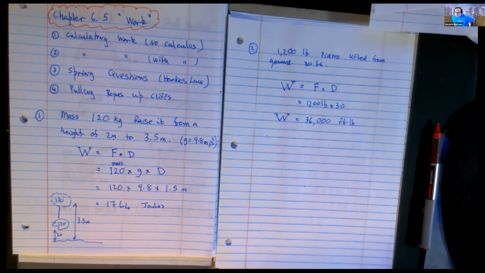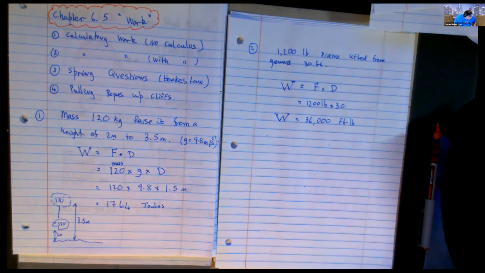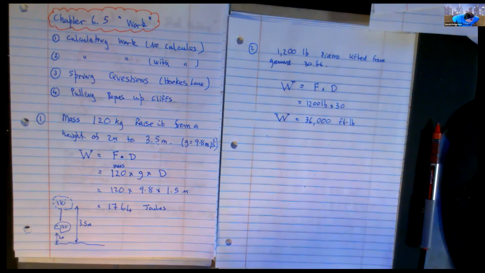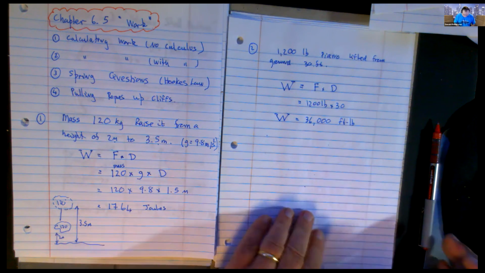You don't care when you use foot-pounds, because I guess you're just going to pretend that pianos never leave the earth, which is probably a pretty decent assumption. So that was examples of calculating work with no calculus. You plug and chug, don't you? Somebody gives you a formula and they tell you, this is the formula, these are the numbers, put them into the formula and grab a calculator, right?